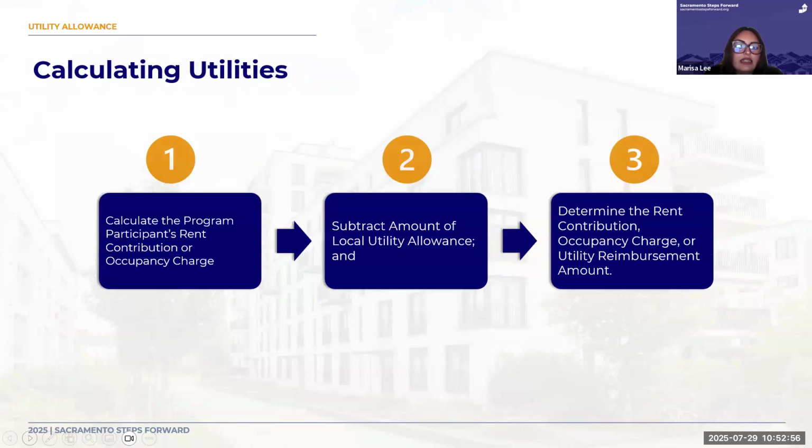For calculating utilities, here is the basic process. Start with the tenant's calculated rent portion and subtract the utility allowance. If it's a positive number, that's what the tenant pays. If it's negative, it becomes a utility reimbursement. That calculation must be clear and match what is in the documentation. Next, I'm going to pass it along to Stacy to go over the rent calculation steps.